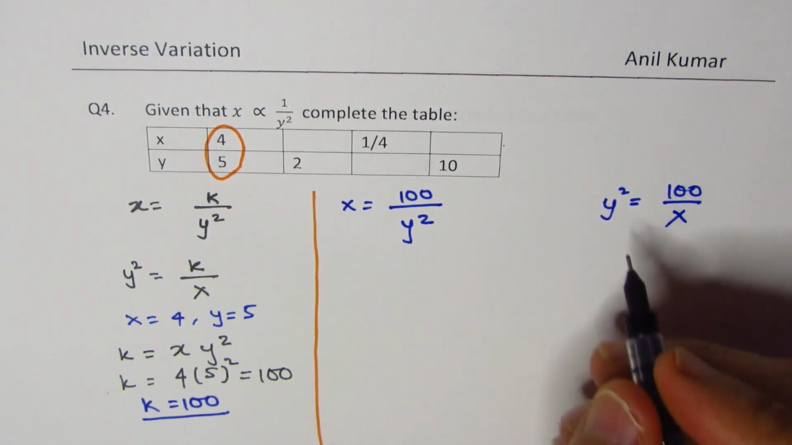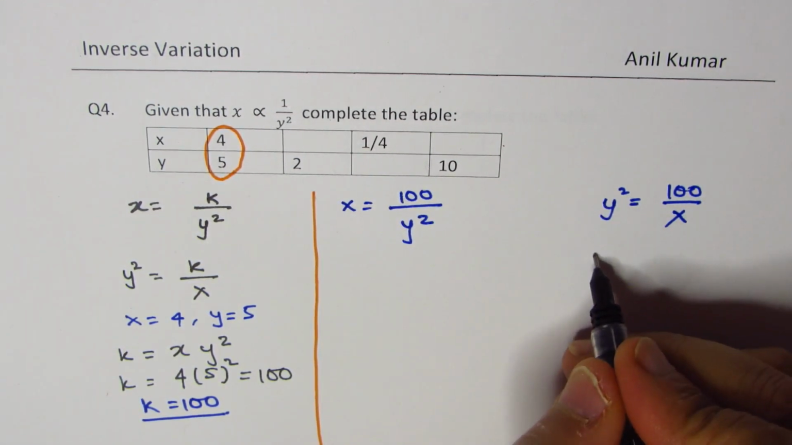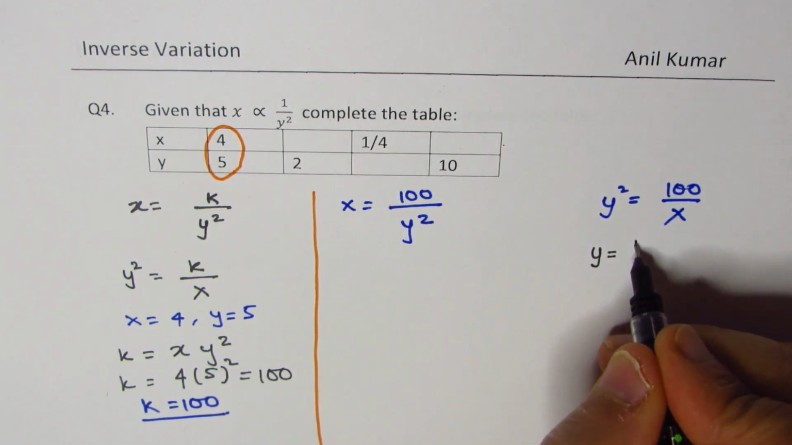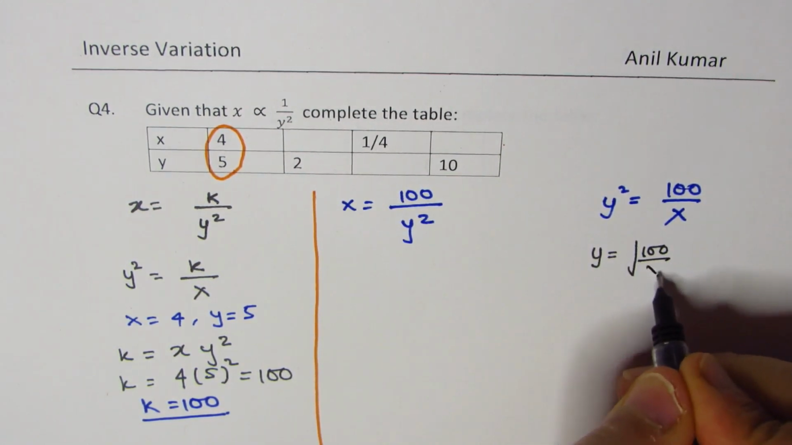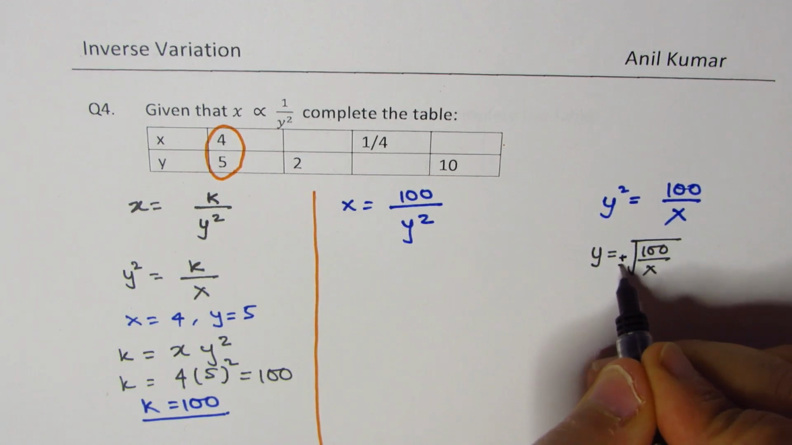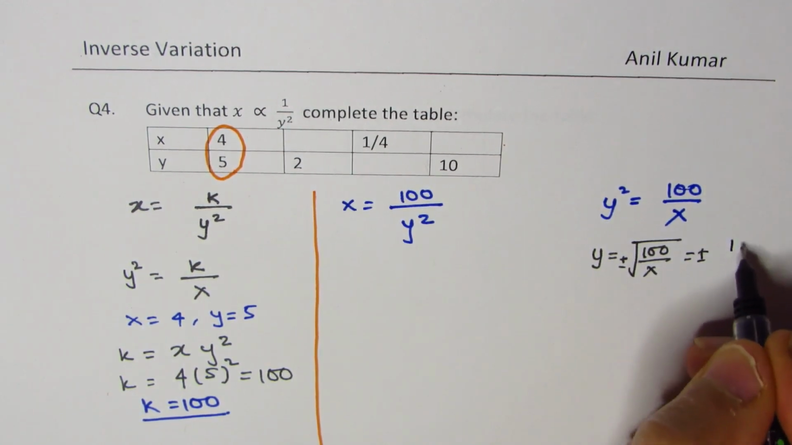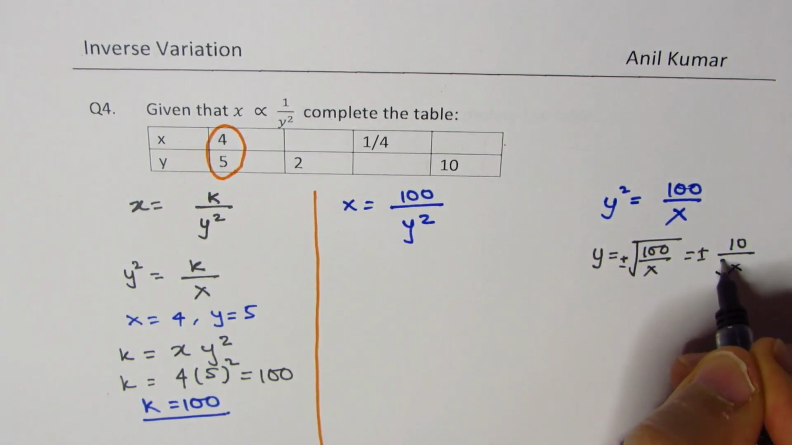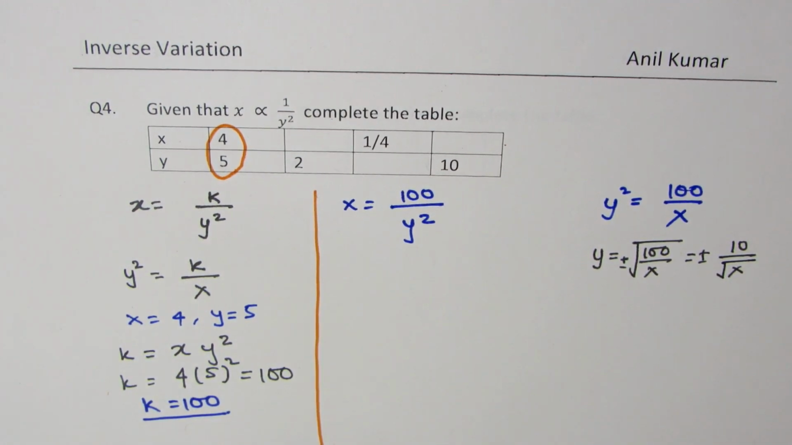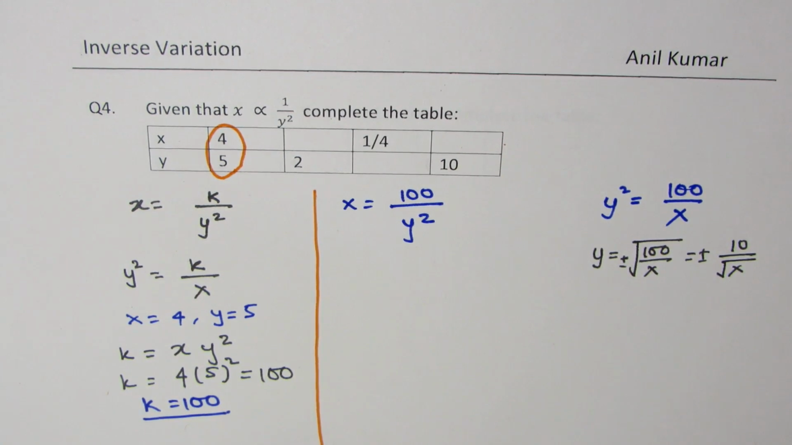Now, in the second equation, if I need to isolate y, we'll do y equals square root of 100 over x, and whenever you do square root, you have to write plus and minus. So we get plus minus 10 over square root of x as our solution. Perfect. So both x and y cannot be 0. Okay, so now let's find these solutions, right?